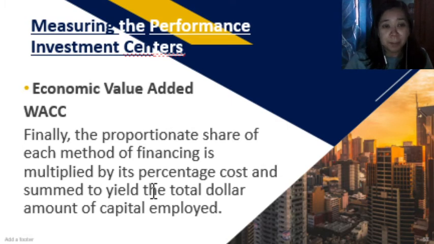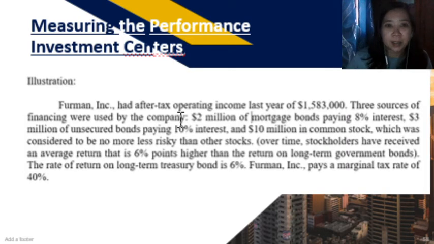Finally, the proportionate share of each method of financing is multiplied with the percentage cost, and then we sum them, or add them, to yield the total amount of capital that is being employed. So this is what we will use to solve the economic value added later. Here we have an illustration to explain further how to determine your economic value added, or EVA.